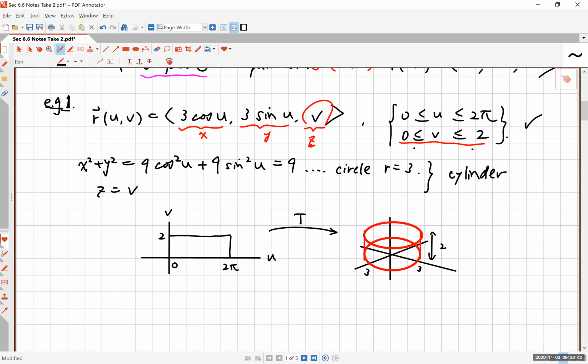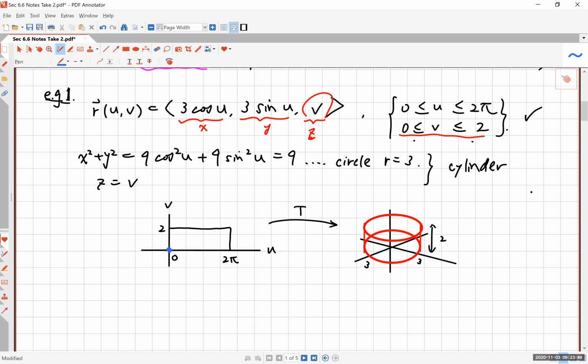So how does it work, right? And so it is sometimes helpful, and it's especially good when you're learning how to parameterize surfaces, to trace the image of these paths on the UV plane into the X, Y, Z space and see what happens here. All right, let me show you what I mean by this. When u and v are both 0, that's at the origin. Where is the corresponding point on this cylinder? Well, you can think of u and v both equal to 0. So you have 3 cosine 0, 3 sine 0, and 0. That would be 3, 0, 0. That's this point.